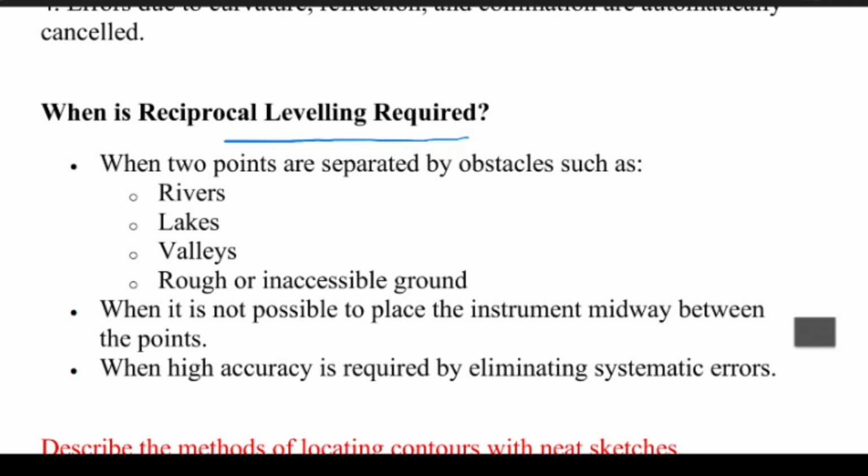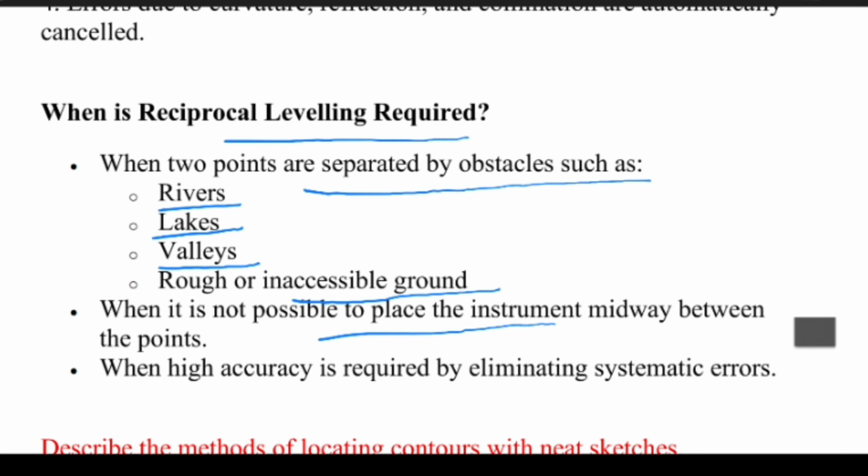And why is reciprocal leveling required? For example, when two points are separated by an obstacle, like a river, a lake or a valley, and rough and inaccessible ground. When it is not possible to take the instrument midway between these points, when high accuracy is required, and to eliminate systematic errors, at that time we can use reciprocal leveling.